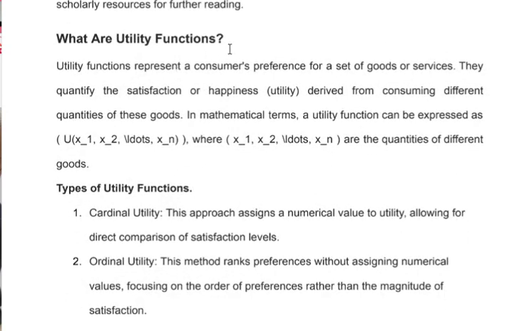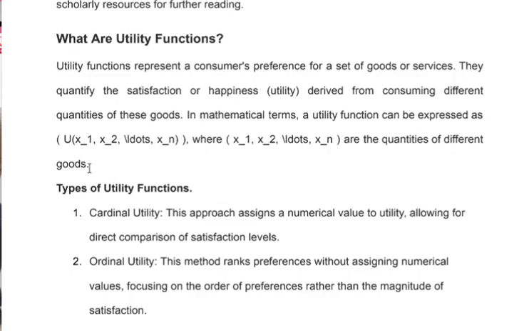What are utility functions? Utility functions represent a consumer's preference for a set of goods or services. They quantify the satisfaction or happiness derived from consuming different quantities of these goods. In mathematical terms, a utility function can be expressed as U(x1, x2, ..., xn), where x1 through xn are the quantities of different goods.